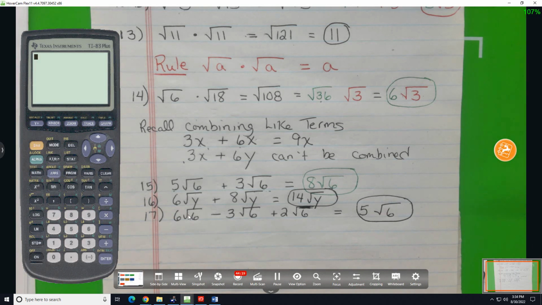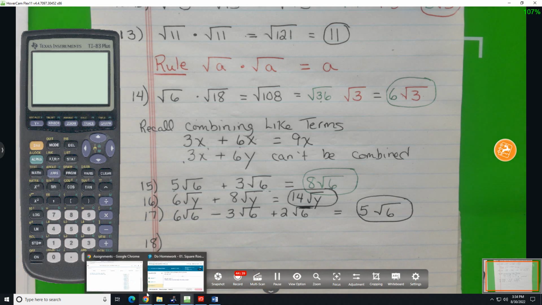Now, if this were a square root of 5, and this were a square root of 6, and that was a square root of 7, there's nothing we could do. You have to have the same number under the radicals, and if the same number isn't there, you have to use that simplification technique to get the same number. And if you can't, we're going to get to that in a moment.